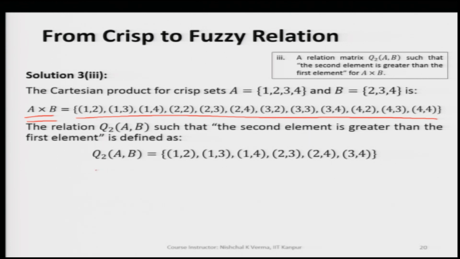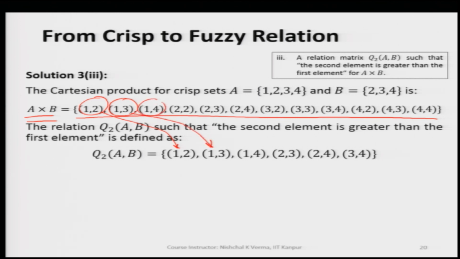So, we see that here we have got 1 2 as the first pair which satisfies this condition. So, first pair in Q2 AB. So, Q2 AB is the set of all such pairs which satisfy the condition that the second element is greater than the first element. So, 1 2 is the first element of Q2, and then we have 1 3 also, this pair which satisfies this condition.